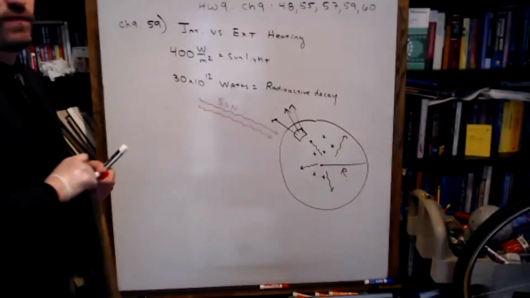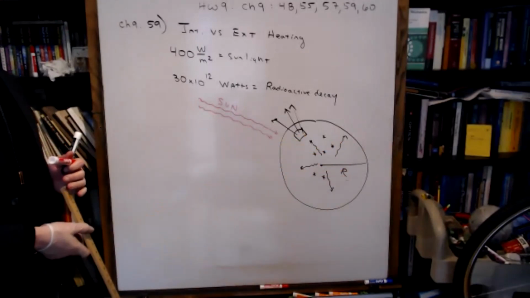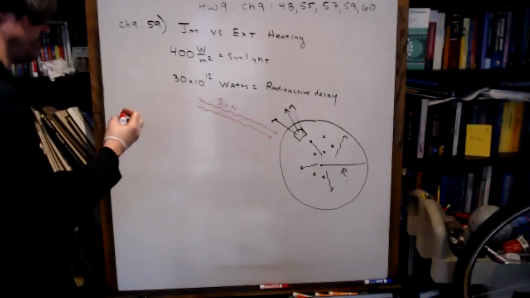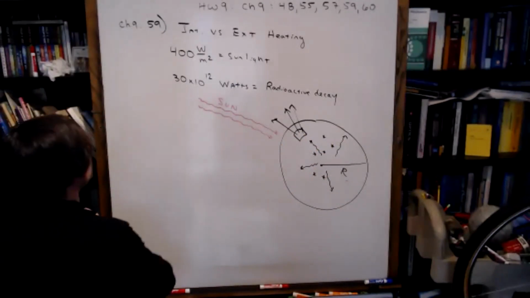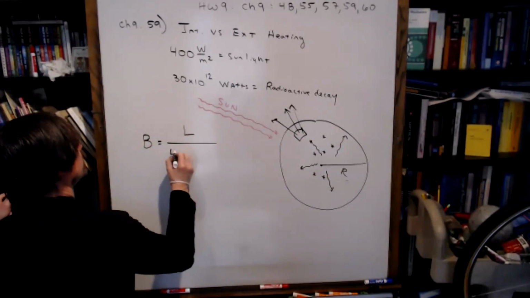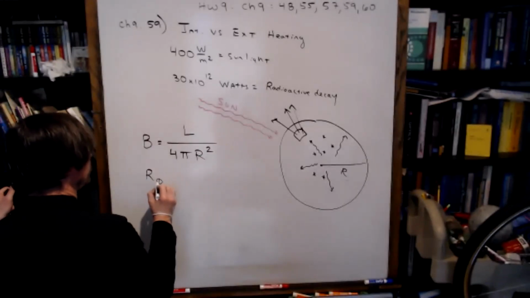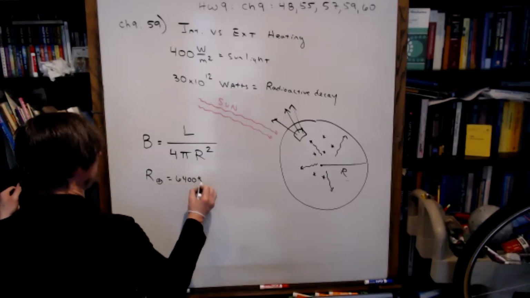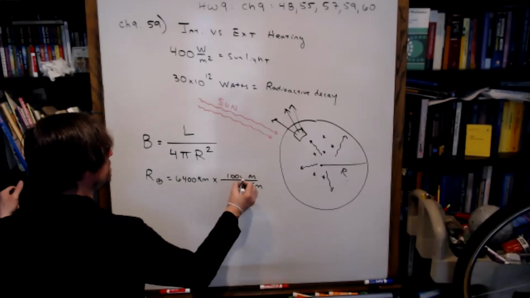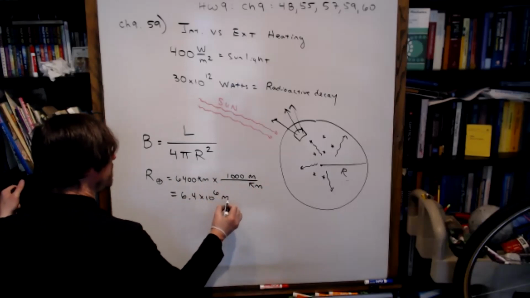This sounds like a job for what classic formula class? Inverse square law? Yeah. We want to calculate the brightness due to radioactivity, and the brightness is luminosity over 4 pi r squared. Now the radius of Earth, 6,400 kilometers, can be converted to meters by multiplying by 1,000. That gives me 6.4 million meters.